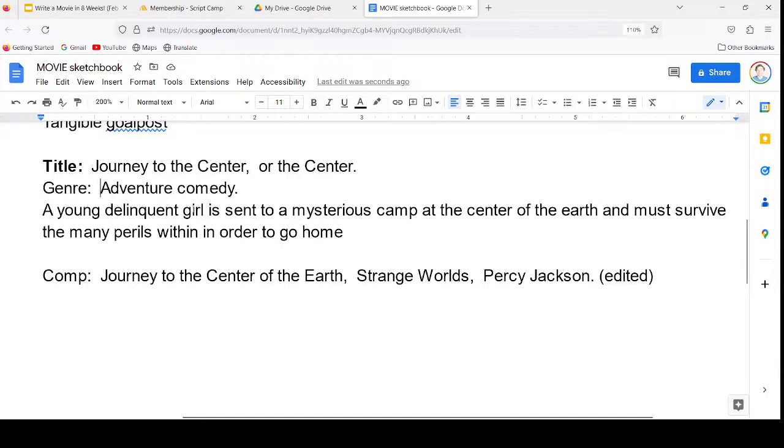A young delinquent girl, I love this, is sent to a mysterious camp at the center of the earth. I'm with you, and I'm intrigued. I have questions. She must survive the many perils within it in order to go home. So, I guess my question is, who is the antagonist of this? Who's running this camp?